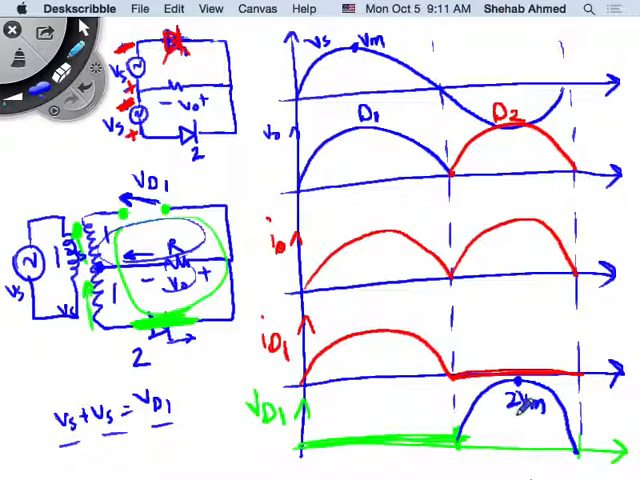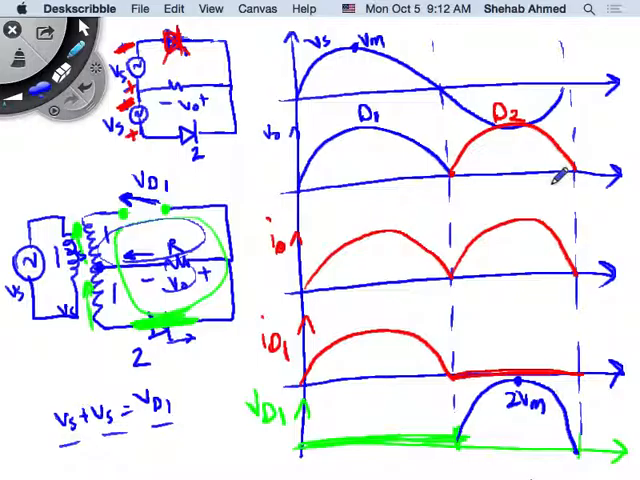Is it okay with everybody? Okay, so this is VD1. How about VD2? It's 2V max, but in the positive half cycle, right? So this circuit is really nice because it gives me the full wave rectification that I would like, with 2 diodes instead of 4, right?